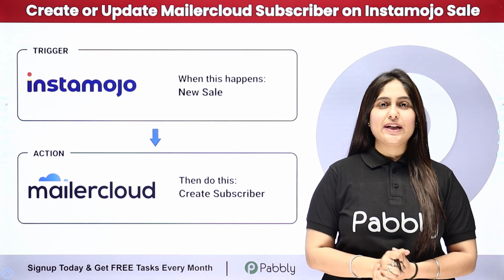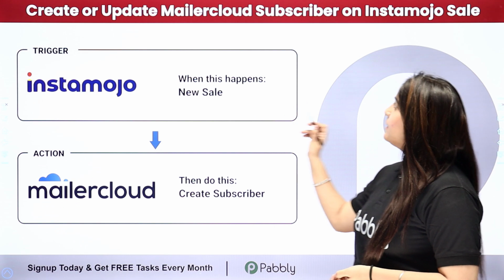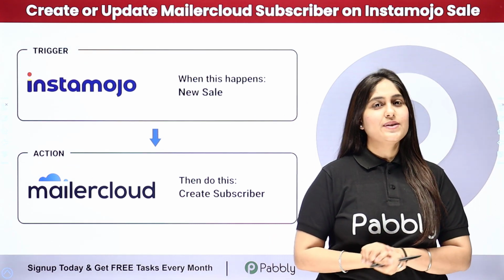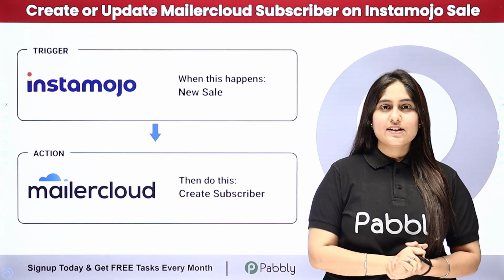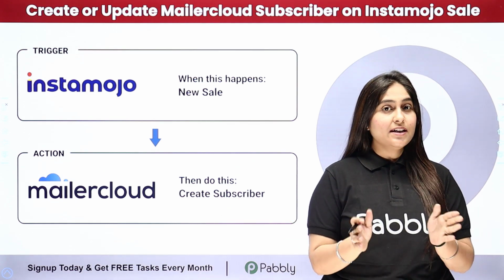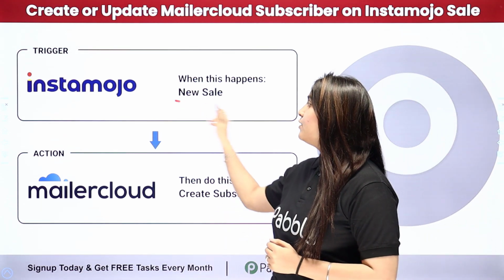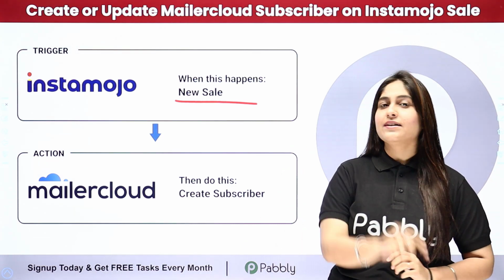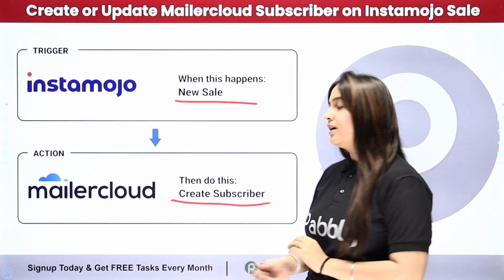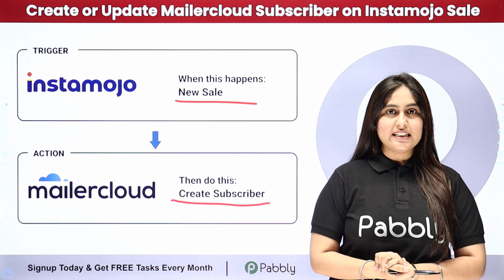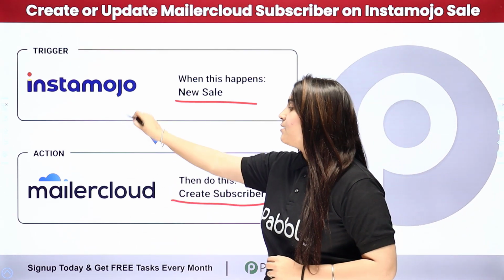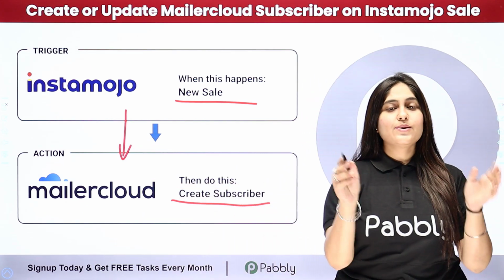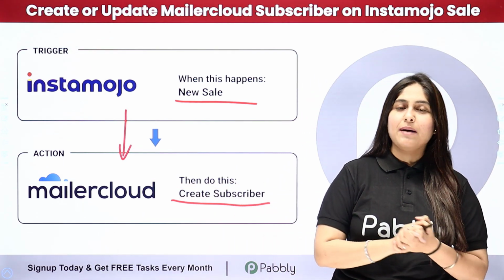In this video, we are going to understand how to create or update a Mailercloud subscriber on an Instamojo sale. So I sell online products and services using Instamojo, and here my objective is that whenever I receive a new sale through Instamojo, then automatically that customer should be created as a new subscriber in my Mailercloud account. Now to automate the entire process, I need to connect my Instamojo with my Mailercloud account using an automation software named Pabbly Connect.